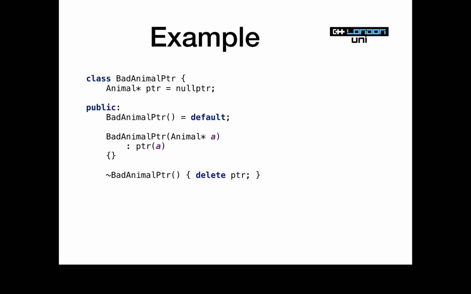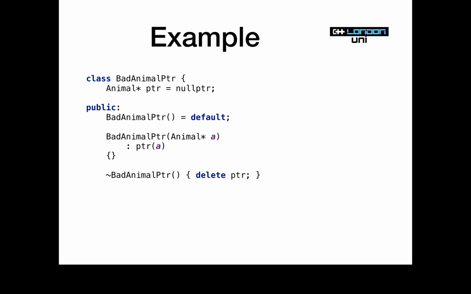Well, you might say, if you're paying attention, if I default construct one of these things, then ptr is going to be equal to nullptr. What happens when I call delete nullptr? And the answer is that's fine. That's allowed by the language. Delete nullptr does nothing. It's perfectly safe.